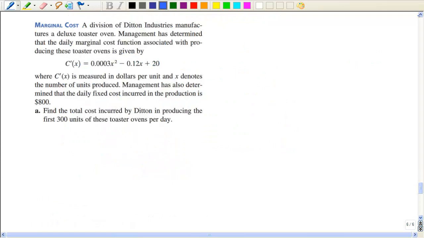Alright, so you're going to get to some word problems at the end. So let's read this for a minute. So we've got that marginal cost function, and remember that's the derivative. So we want the total cost. So if they give us the derivative of that, then we need to go backwards. We need to find that antiderivative.